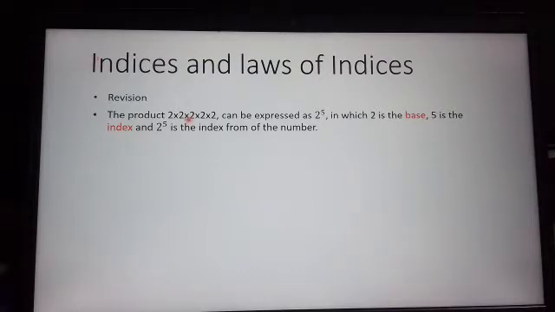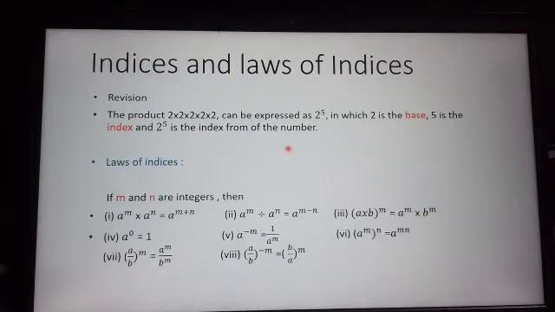The product 2 into 2 into 2 into 2 into 2 can be expressed as 2 raised to 5, because we have written 2 here 5 times, in which 2 is the base, 5 is the index, and 2 raised to 5 is the index form of the number. So some laws of indices are given.